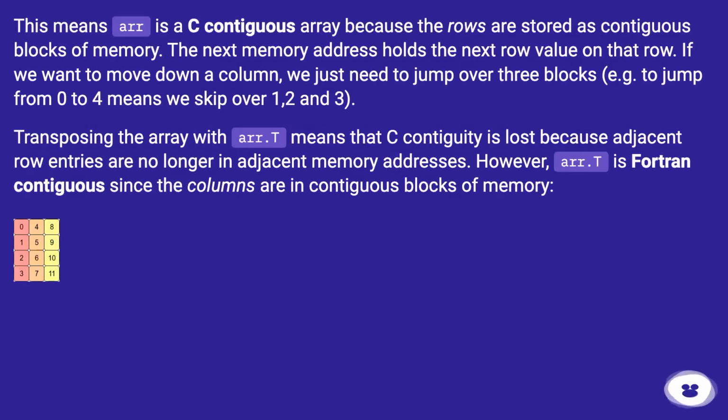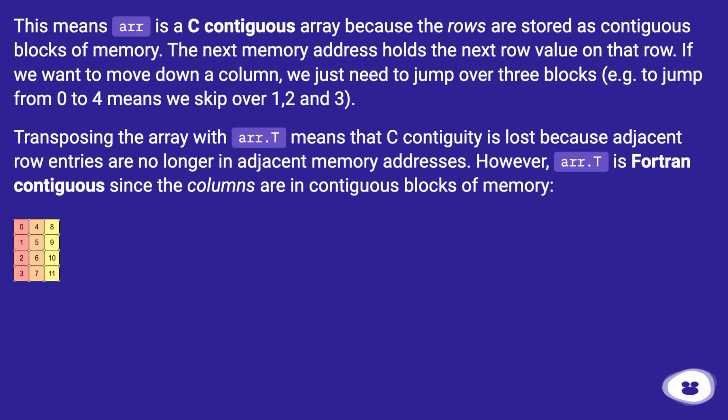This means R is a C-contiguous array because the rows are stored as contiguous blocks of memory. The next memory address holds the next value on that row. If we want to move down a column, we just need to jump over 3 blocks. For example, to jump from 0 to 4 means we skip over 1, 2 and 3.